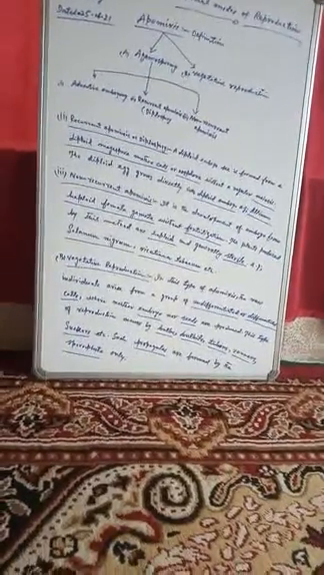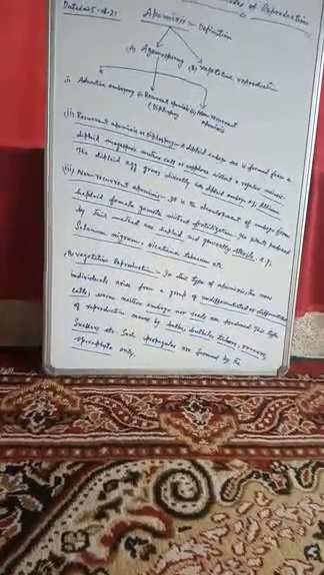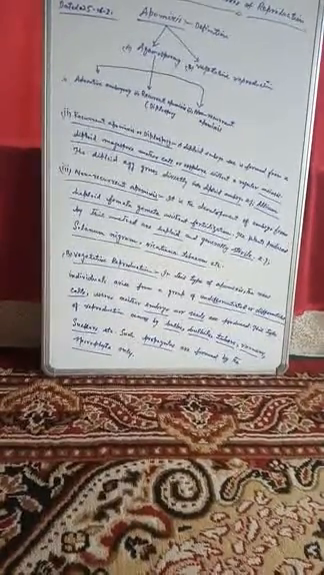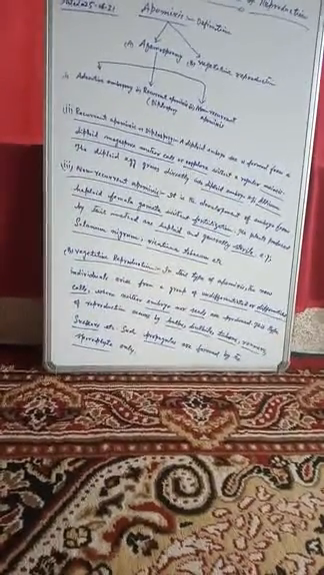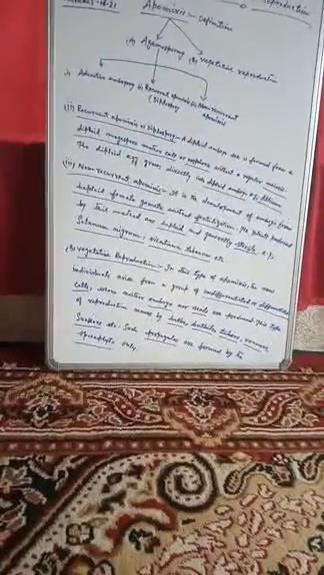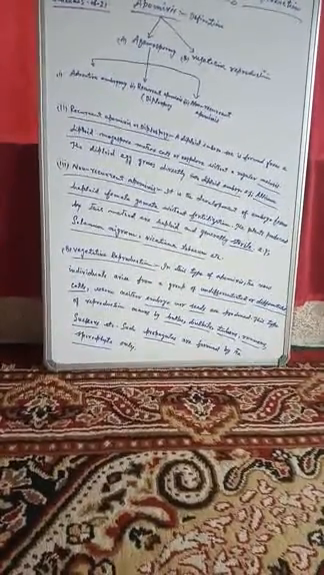Now the third type of agamospermy is non-recurrent apomixis. Non-recurrent apomixis can be defined as the development of an embryo from a haploid female gamete without fertilization.